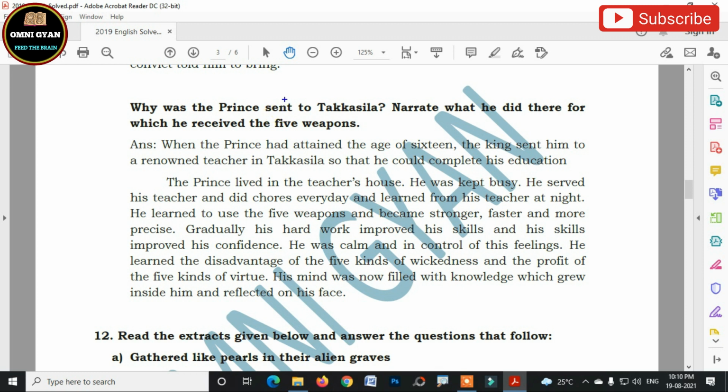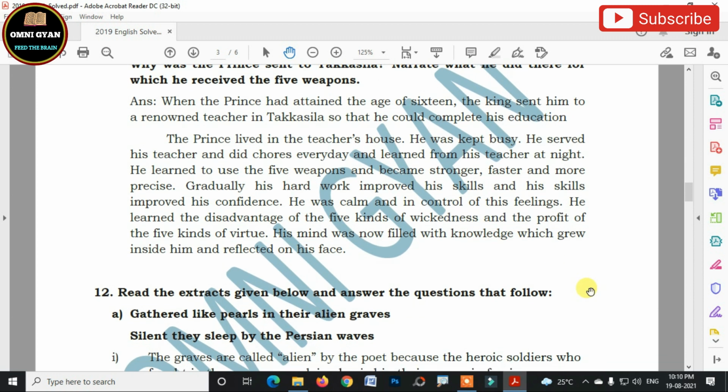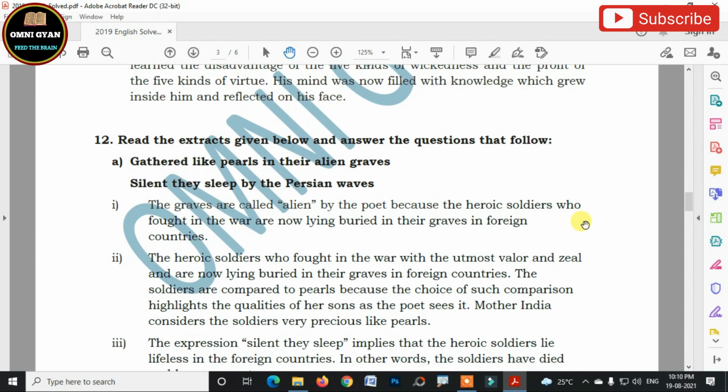For 2 parts of the question, please maintain a paragraph for each. The first paragraph will end here with a full stop: why was the prince sent to Takashila. In the first paragraph you answer the first part of the question, and then for the second part please maintain another paragraph. For each part in the question you maintain a new paragraph. This will separate your answers and create an impression. Examiners actually like it when you do this. So you can pause the video and write down.